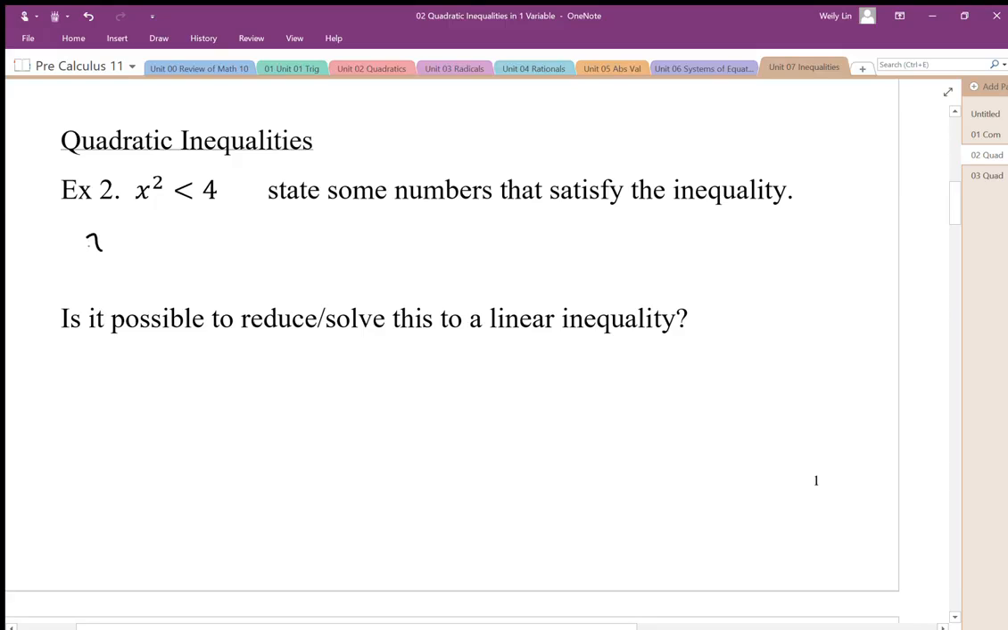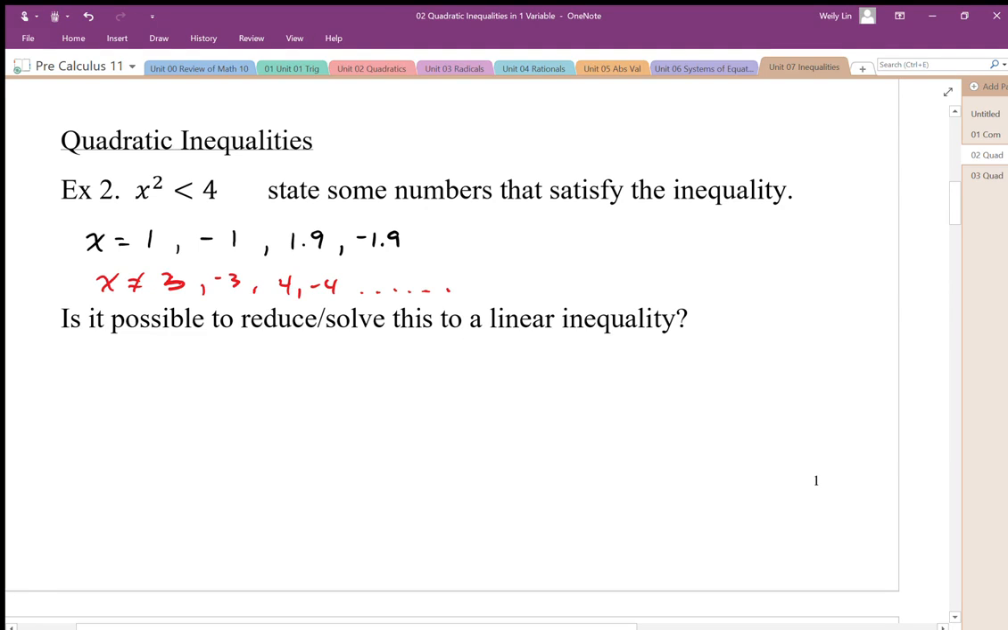So x equals 1 would work. Okay, x equals -1, x equals 1.9 or -1.9. Okay, what doesn't work is numbers like 4, or let's just go 3, or -3. Okay, -3 squared is bigger than 4. 3 squared is bigger than 4. So all these numbers, 4, -4, etc.